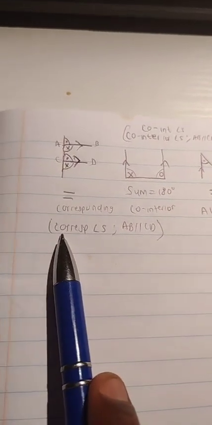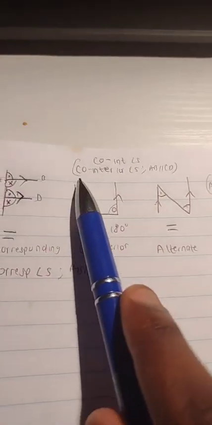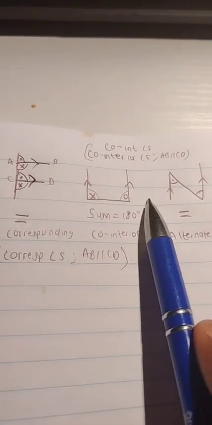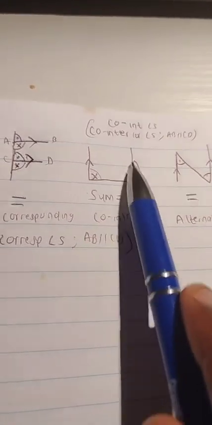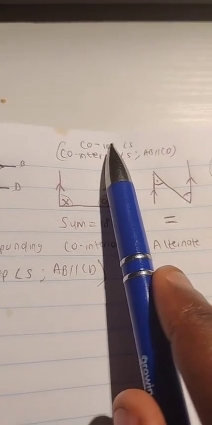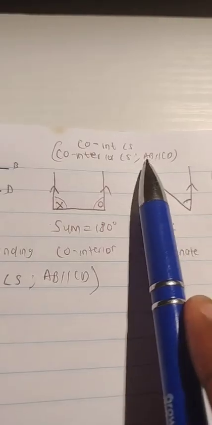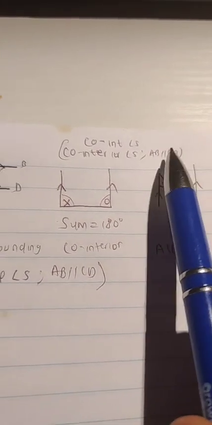That is corresponding angles, and whenever we use that reason, we say corresp angles for short, and we don't forget to state the lines that are parallel. This U shape is for co-interior angles. Co-interior, together inside the parallel lines, we say that these two angles, they add up to 180. And whenever we use that to find a missing angle, we say co-int angles for short, and then we don't forget to state the lines that are parallel.